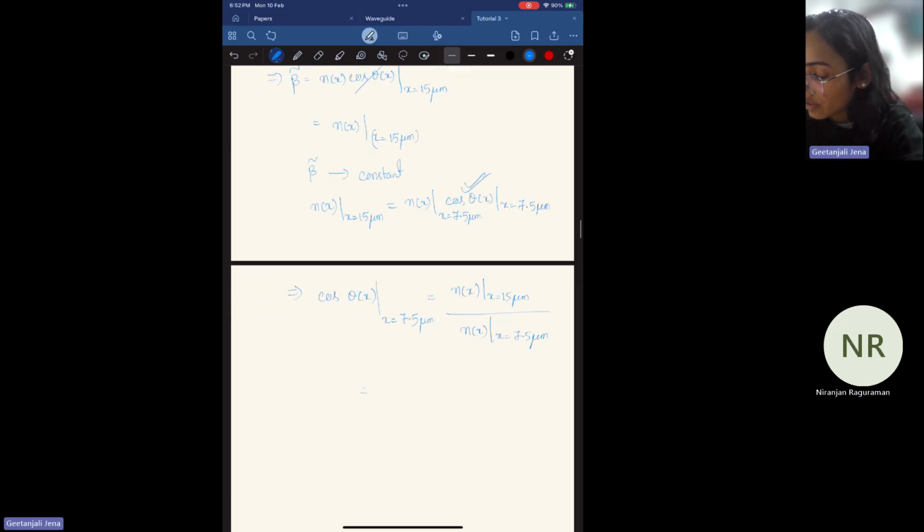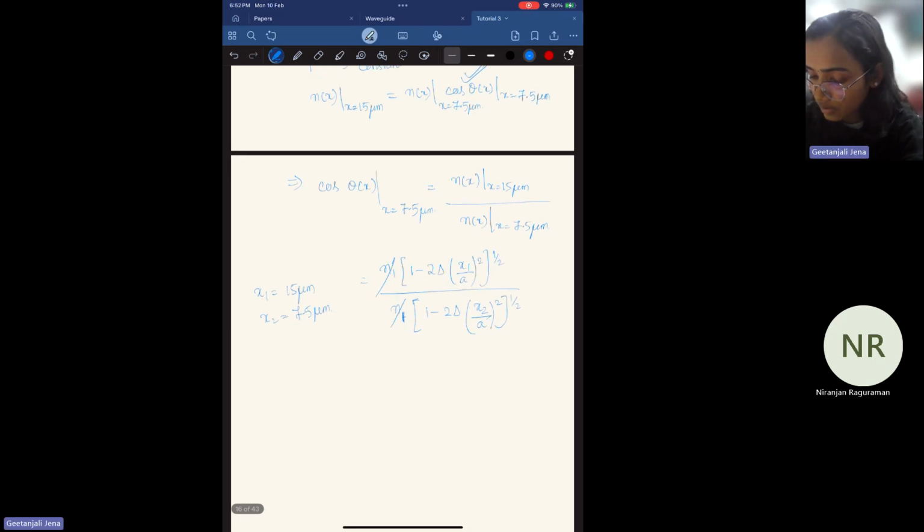And nx at x equal to 15, you can write it as n1 (1 minus 2 delta x1 by a) squared over n2. Sorry, this is n1 only. n1 (1 minus 2 delta x2 by a) squared, half. x1 I have taken as 15 micrometer, and x2 is 7.5 micrometer. So n1 will cancel.